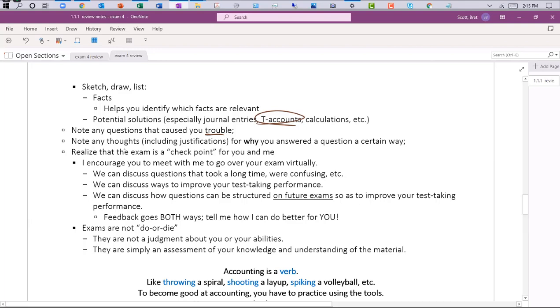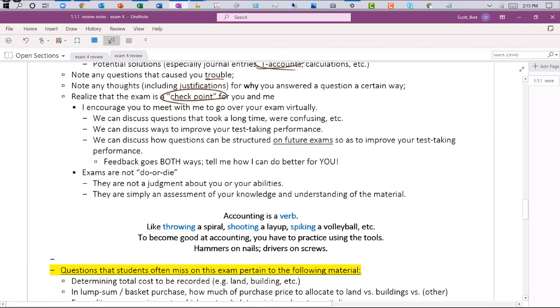Any thoughts, justifications? This is a checkpoint, just like all the other previous exams. Again, this is not a judgment on you. Some people have a lot of things going on in their life right now, not just other classes, but personal issues. And I'm working with a lot of you on those right now.